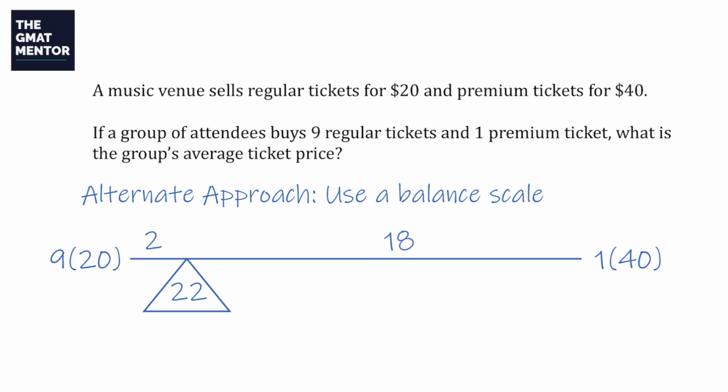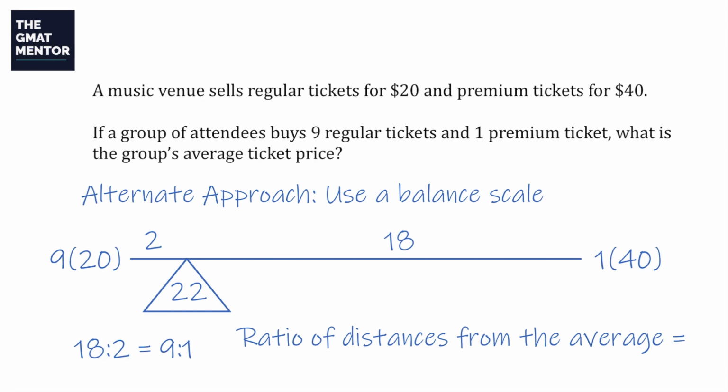Let me explain. 22 is a distance of 2 away from 20, and 18 away from 40. In other words, the ratio of the distances is 18 to 2, which reduces to 9 to 1. That's the same exact ratio as the numbers of tickets. In fact, for any weighted average problem where you're averaging two quantities, the ratio of the distances from the average equals the ratio of the numbers of items. As you've seen, you can use this fact to help you solve more efficiently.